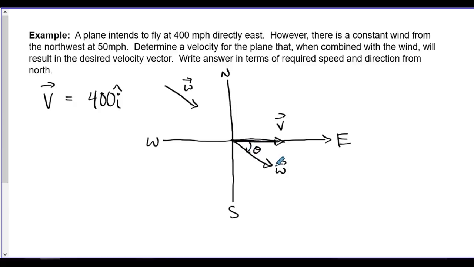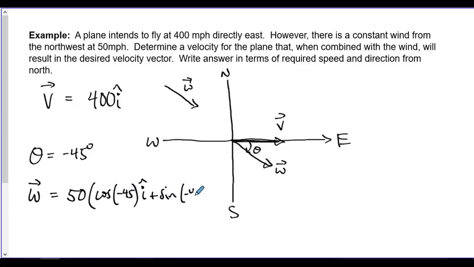to describe that. So to measure the angle in standard position, I'm going to use theta equal negative 45. There are other options. You don't have to use negative 45. You could use 300 and that puts me at 315. That's another option. You could use 315 degrees. But negative 45 is an obvious choice. So the wind has a magnitude of 50, cosine negative 45, sine negative 45.